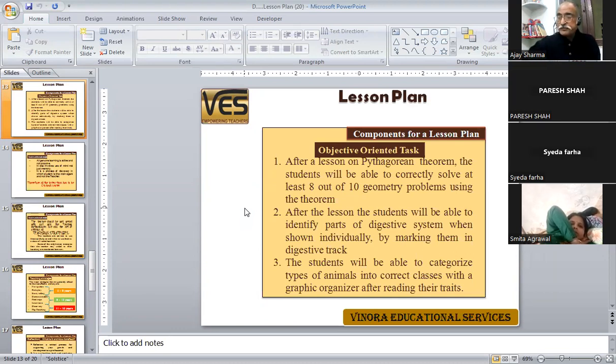What are herbivorous animals, carnivorous animals, omnivorous animals, and so on and so forth. And then depending upon what they eat, you categorize them.